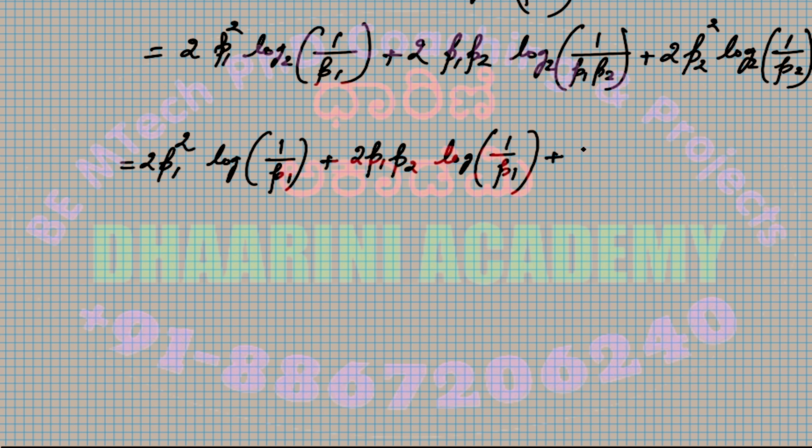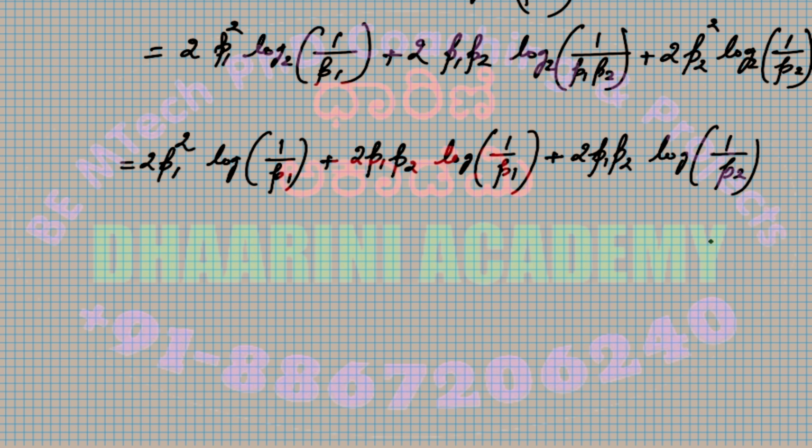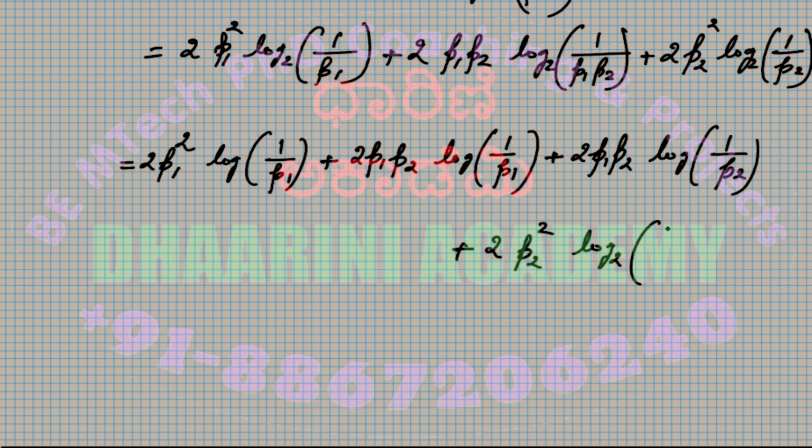So what should be the next term? That's also 2 times P1 P2 log of 1 by P2. Because this should look like log of AB. Log AB is log A plus log B. Okay, so there is a 2 P1 P2 that gets multiplied to both A and B. So that's how I am writing that. Plus the last term as it is. Plus 2 times P2 square log to the base 2 of 1 by P2.